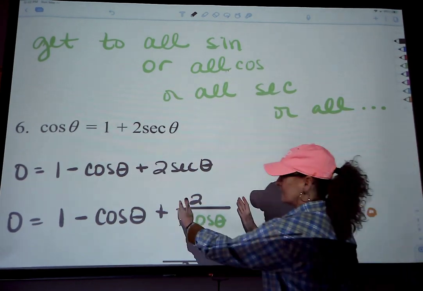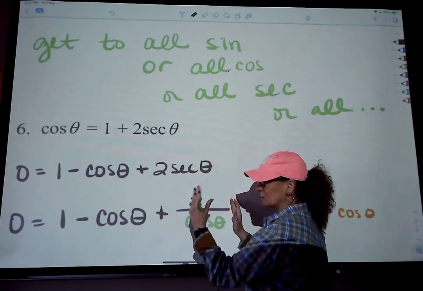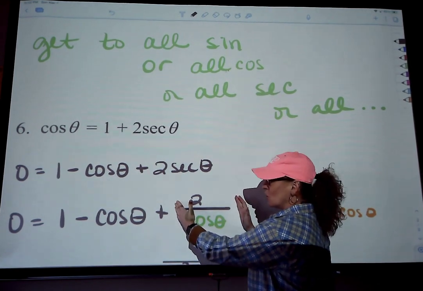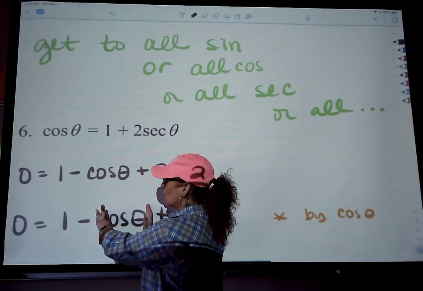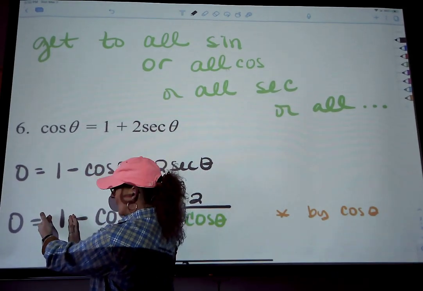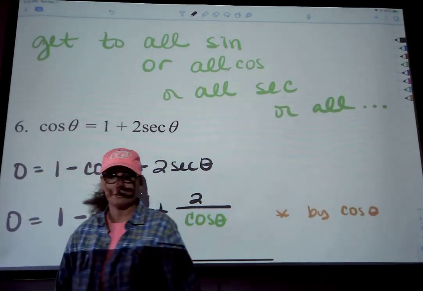What's cosine times this? 2. Because my cosines cancel. What's cosine times this? Cosine squared. What's cosine times this? Cosine. What's cosine times 0? Still 0.